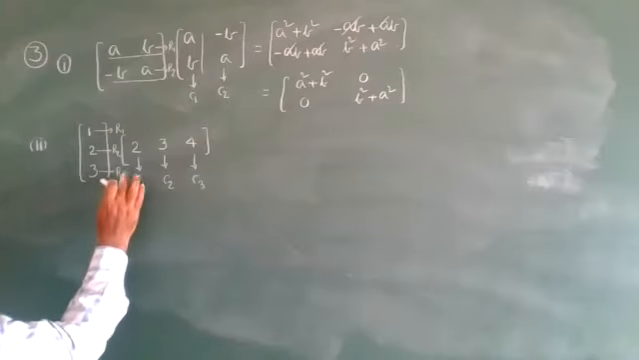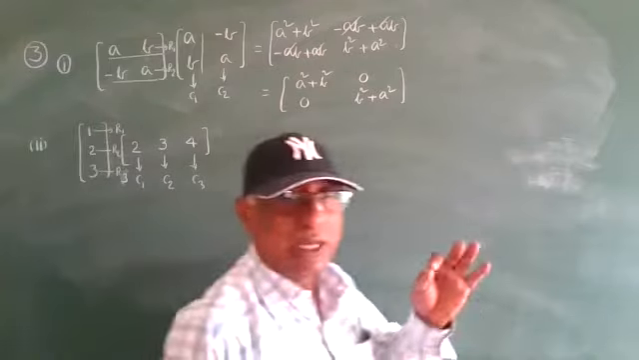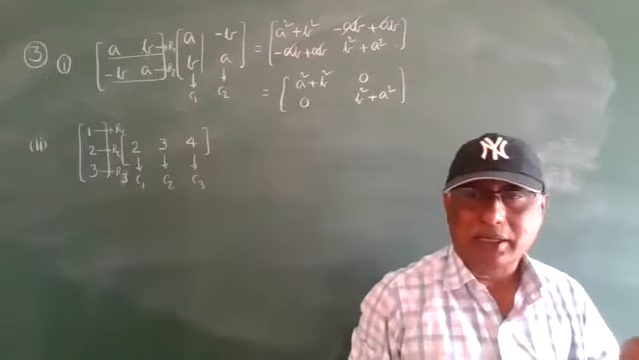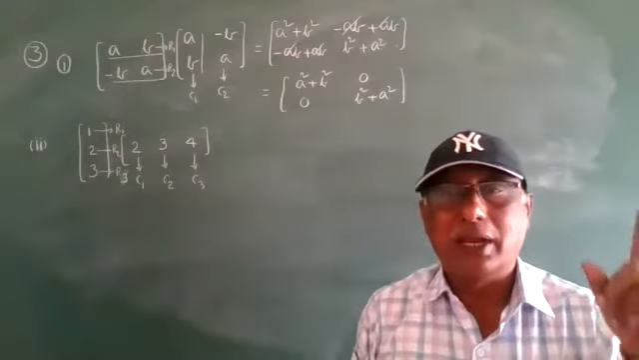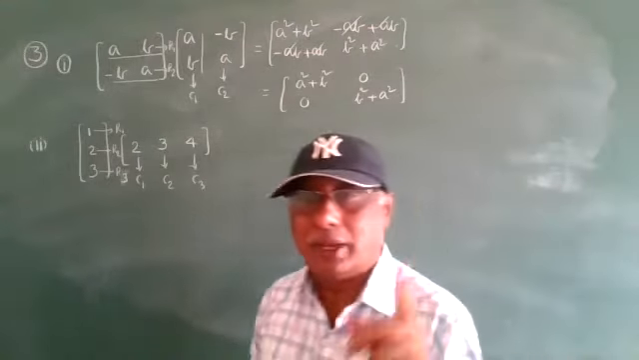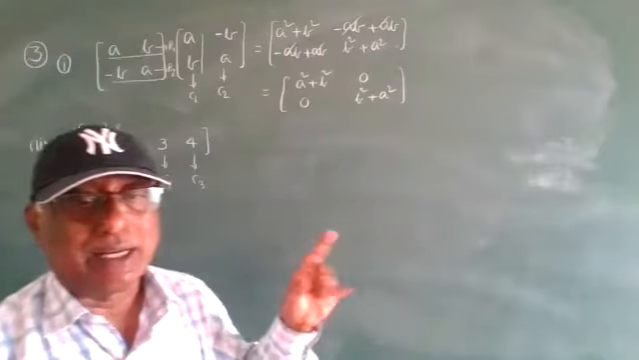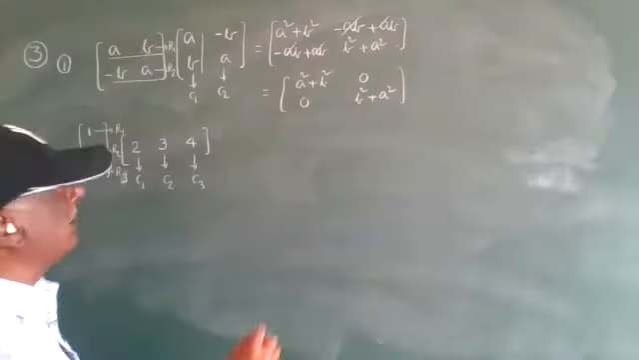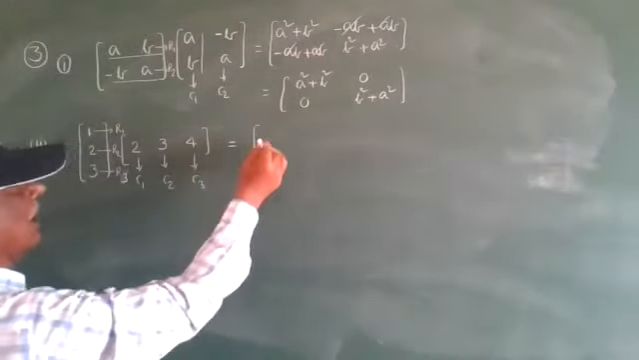So in a column matrix, every element is a row. In a row matrix, every element is in a column. First element is in the first column, second element is the second column, third element is indicating the third column. Right, now multiplication starts.